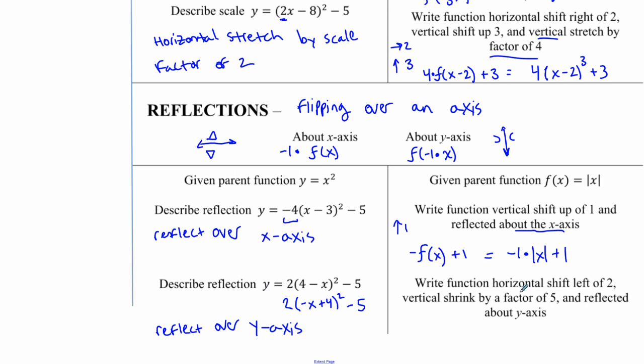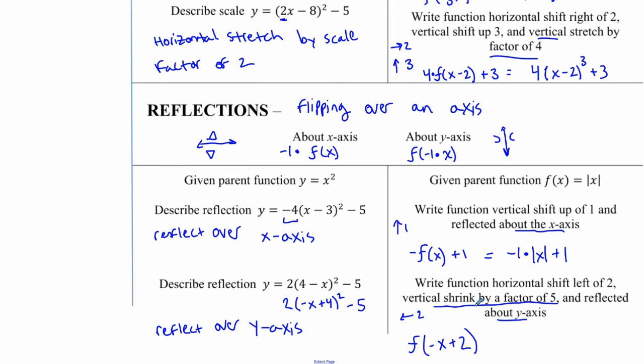Okay. Horizontal shift left 2. So I'm going to go left 2. Vertical shrink by a factor of 5. And reflect about the y-axis. Okay, so our horizontal shift. If I'm going left 2, I'm adding 2 to my x. If I am reflecting about the y-axis, I need to put a negative in front of x.